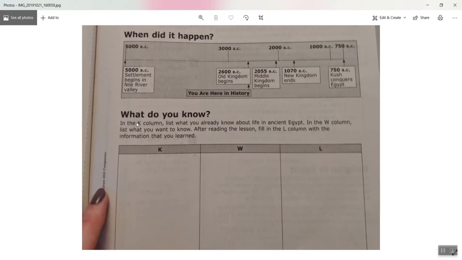So right now we have a KWL. In the K column, I want you to list some things you already know about life in ancient Egypt. And that's okay if you don't know a whole lot. The W column lists what you want to know. And after you've read the lesson, fill in the L column with what you've learned. And remember, you can pause the video to do your assignment and press play whenever you get done.